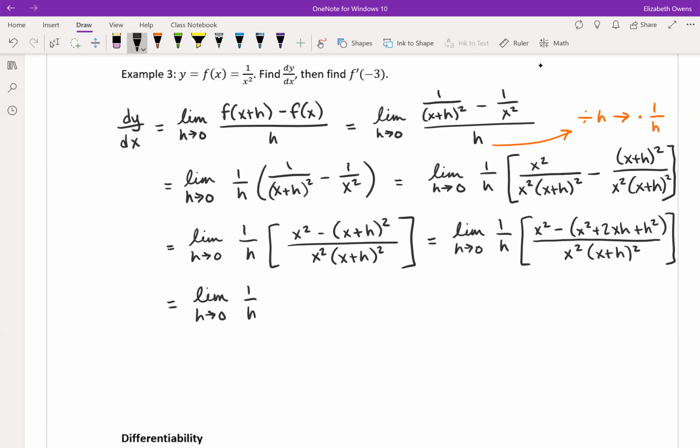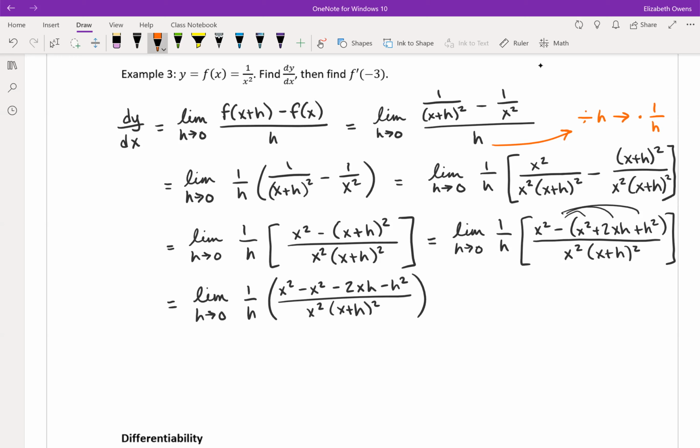So here, let's distribute that negative. We'll have x squared minus x squared. Something nice is going to happen there. Minus 2xh minus h squared all over x squared, x plus h squared.